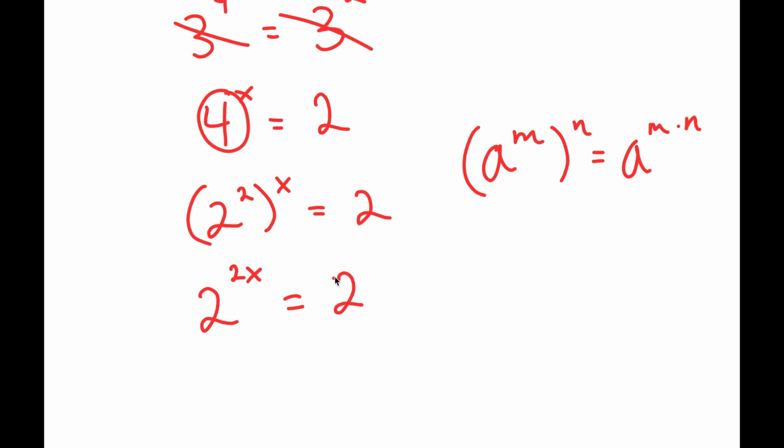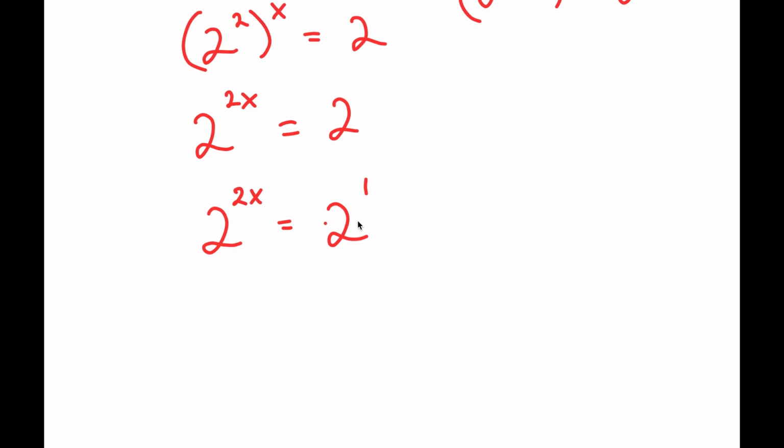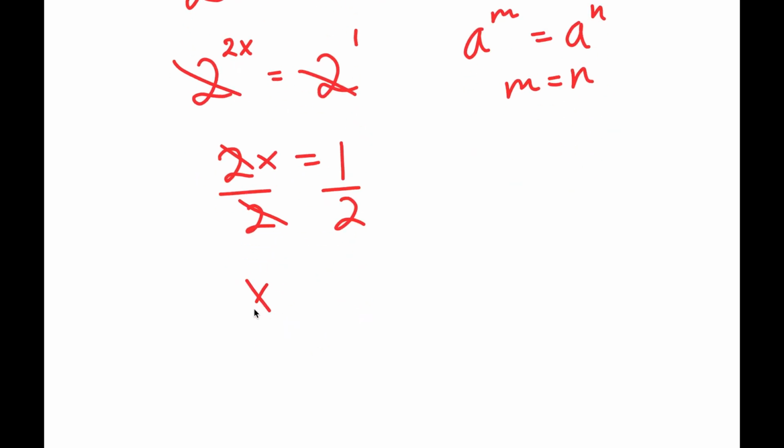And what I want to do is, 2 is the same thing as 2 to the power of 1. So I'm going to write this as 2 to the power of 2x is equal to 2 to the power of 1. Now the reason I did this is because now again I can use the property: if a to the power of m is equal to a to the power of n, m is equal to n. On this, I'll cancel these two bases out, and I'll be left with 2x is equal to 1. So now all I have to do is divide both sides by 2, and I get x is equal to 1/2.